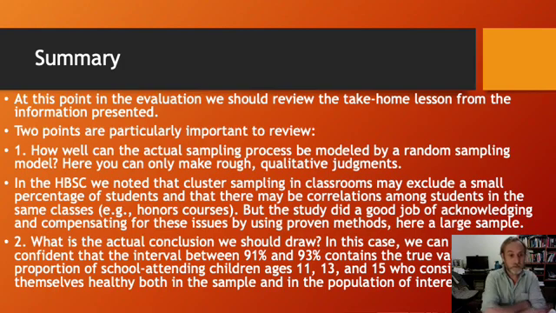And then you want to ask yourself, okay, what's the actual conclusion we should draw? In this case, we can be confident. The margin of error is very small, between 91 and 93%. That interval does contain the actual value of the proportion of school attending children ages 11, 13, and 15 who would consider themselves healthy, both in the sample and in the population of interest. So, a fairly specific conclusion. But that's all they show. That doesn't tell us necessarily anything about 10-year-olds or 17-year-olds and so on.